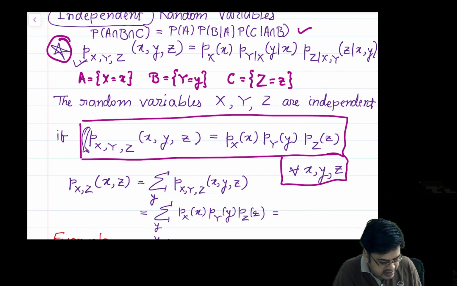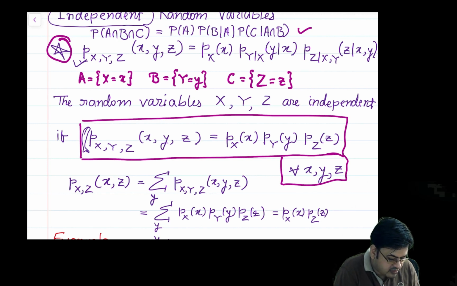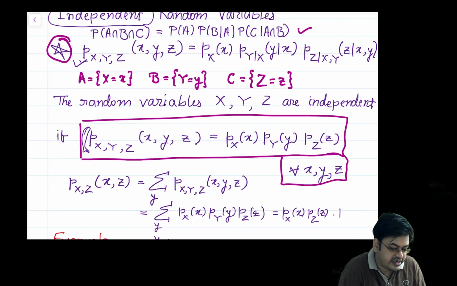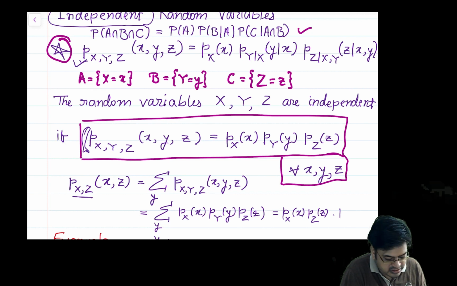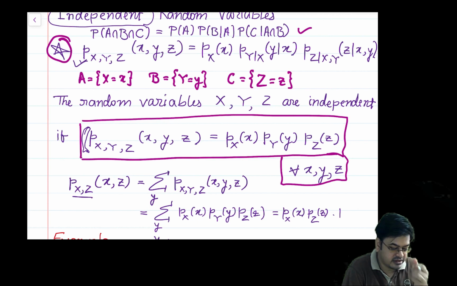Now you can easily see that Px(x) and Pz(z) are not dependent on the value of y, so I can throw them out. Px(x), Pz(z), and what is this sum? This sum over y of Py(y) is going to be equal to 1. So what we have proved just now is, if you consider any two random variables in this set, that is x and z, it is true that the product of their marginal probabilities is equal to their joint probability.